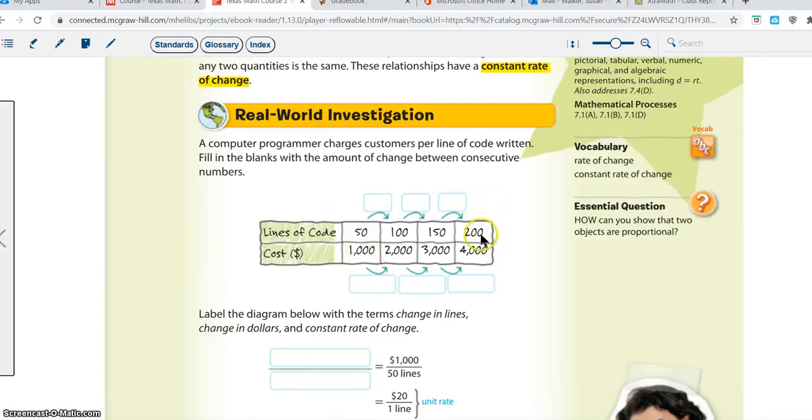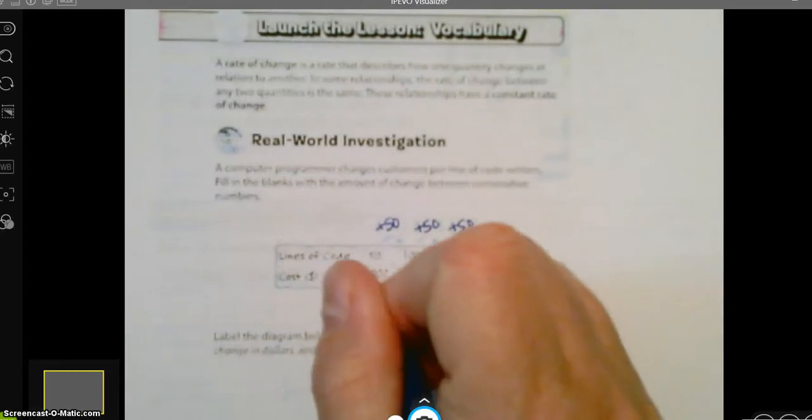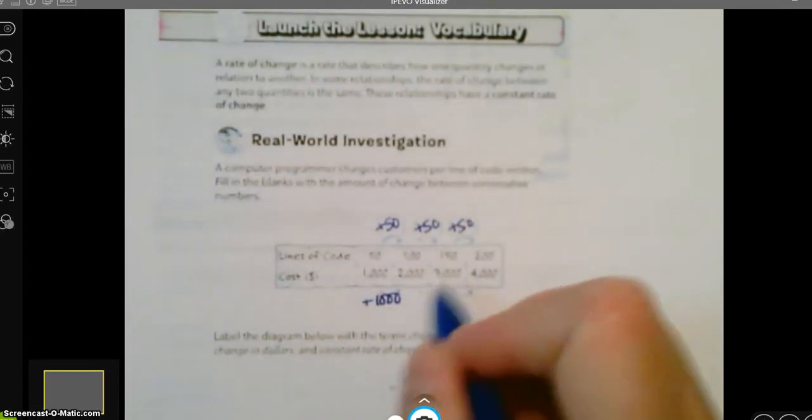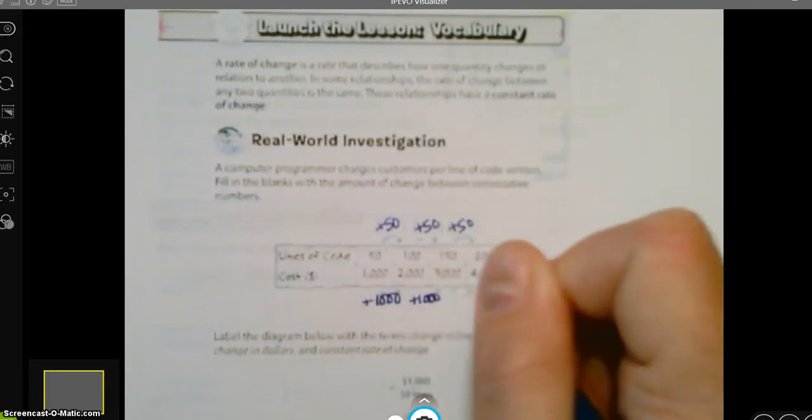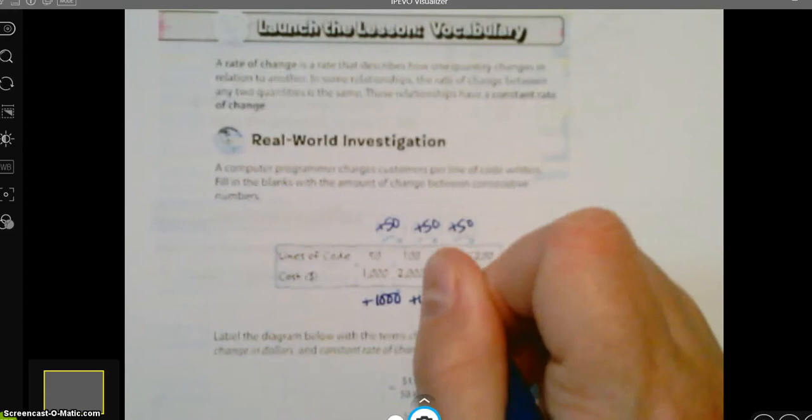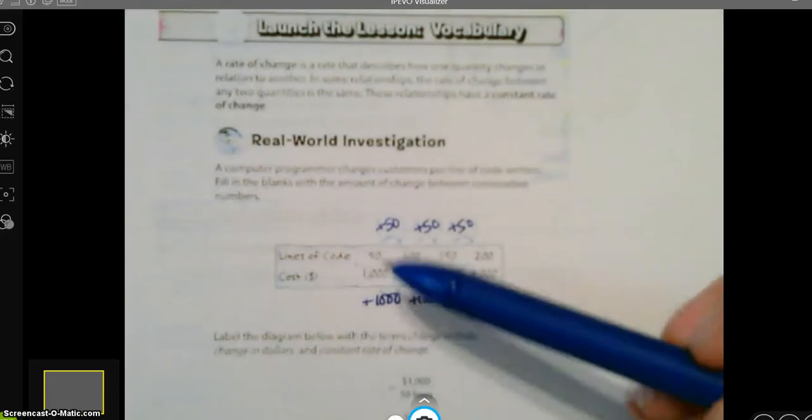If you write 200 lines of code, you get $4,000. Okay? So how much is it from 1,000 to 2,000? 1,000 plus what is 2,000? Hopefully you know 1,000 plus 1,000 is 2,000, and 2,000 plus 1,000 is 3,000, and 3,000 plus 1,000 is 4,000, right? So what we have here is what's called a constant rate of change.